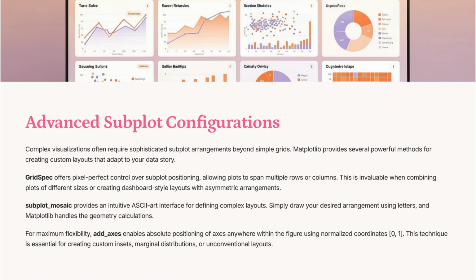Advanced subplot configurations in Matplotlib allow for sophisticated layouts. GridSpec offers precise control, enabling plots to span multiple rows or columns, perfect for dashboard-style layouts. Subplot Mosaic uses an intuitive ASCII art interface for complex designs. Add Axes provides absolute positioning, essential for custom insets and unconventional layouts, enhancing your data storytelling capabilities.